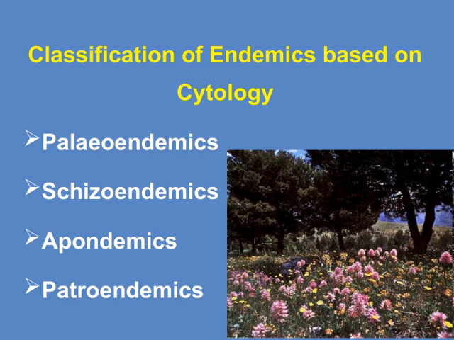Moving on, we have the patroendemics, which are species that exist mainly in their original or ancestral habitats and haven't spread or diversified much beyond those areas. Understanding these categories helps us grasp how different species have evolved and persisted in isolated or specialized environments, which ties into the broader theme of how endemic species contribute to biodiversity and conservation efforts.